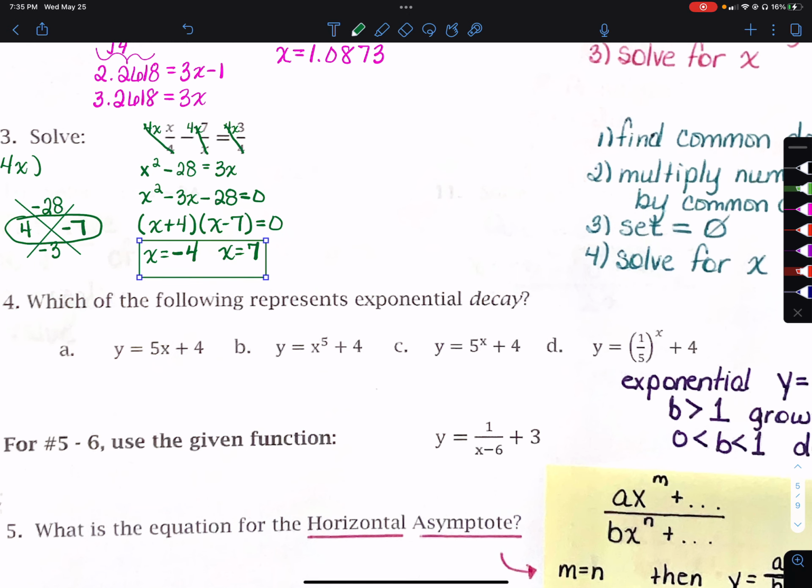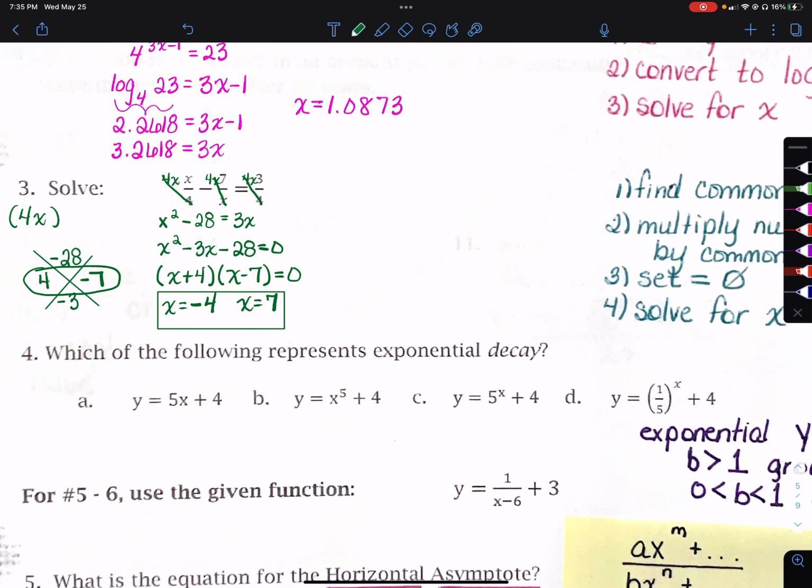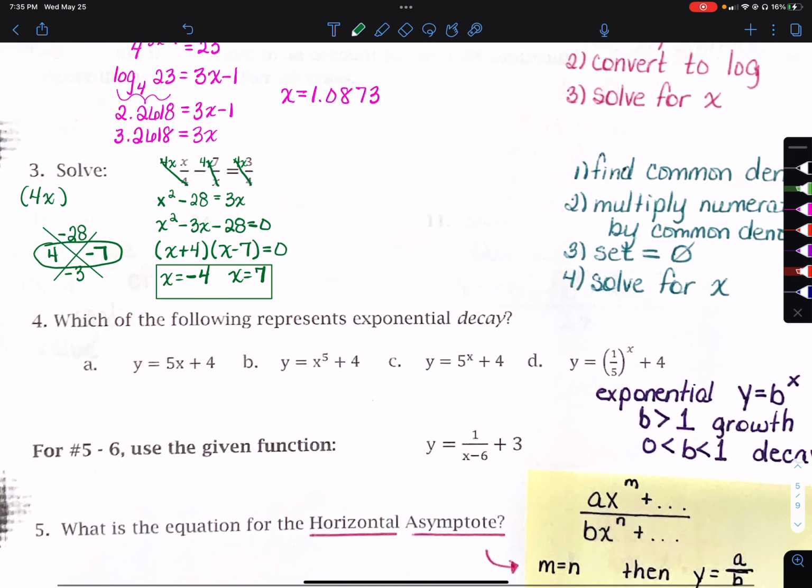Pay really careful attention though. Just make sure it's not asking you to find the positive solution or the negative solution. In this case, it just said to solve, so I would want both solutions.